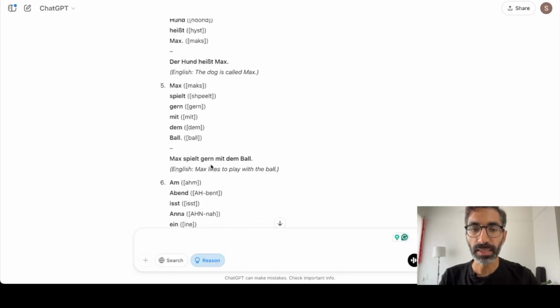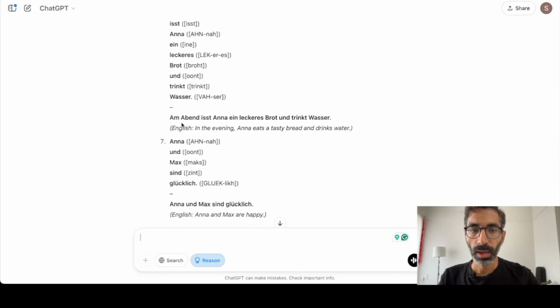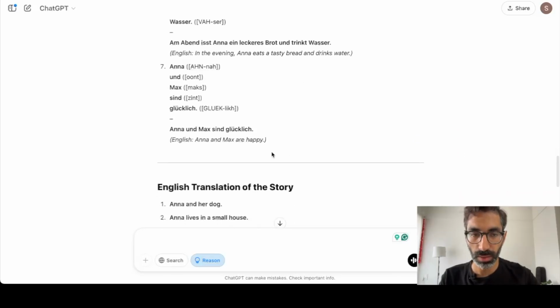Max spielt gern mit dem Ball. Max likes to play with the ball. Am Abend isst Anna ein leckeres Brot und trinkt Wasser. In the evening, Anna eats a tasty bread and drinks water. Anna und Max sind glücklich. Anna and Max are happy. So, a very simple story, just 7 sentences with English translations.